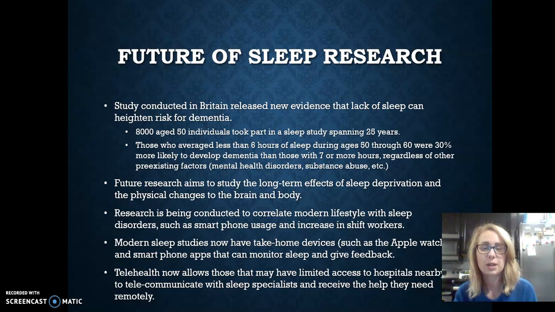Future research aims to study the long-term effects of sleep deprivation and the physical changes to the brain and body. Research is being conducted to correlate modern lifestyle with sleep disorders, such as smartphone usage and an increase in shift workers. Modern sleep studies now have take-home devices such as an Apple Watch and smartphone app that can monitor sleep and give feedback. Telehealth now allows those who may have limited access to nearby hospitals to telecommunicate with sleep specialists and receive the help they need remotely.